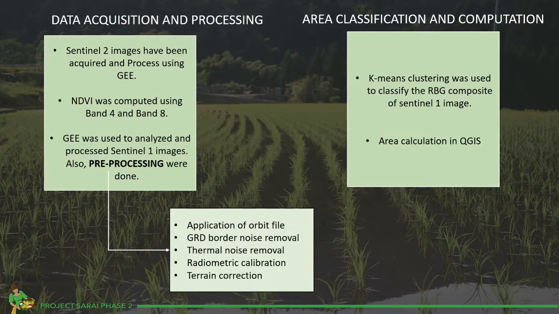The pre-processed Sentinel-1 images were also acquired using JavaScript coding in Google Earth Engine. Dual polarized VV and VH in interferometric wide swath mode ground range detected product was used. The RGB composite of Sentinel-1 using different months of data from the dry season planting was created, and K-means clustering was used to classify the RGB composite of Sentinel-1 and exported to QGIS to compute for the area.